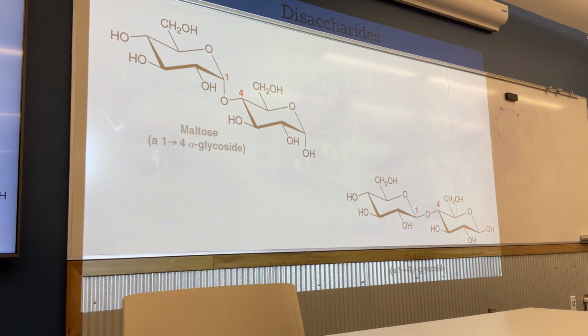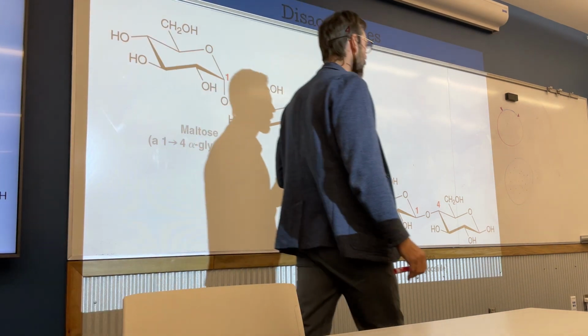Okay. Here, cellobiose, also 1,4. Sucrose, though, is going to be 1,1 because it's involving both of those anomeric carbons from the glucose and the fructose. All right, cellobiose is what breaks down from cellulose, which we can't digest. Right? Okay.